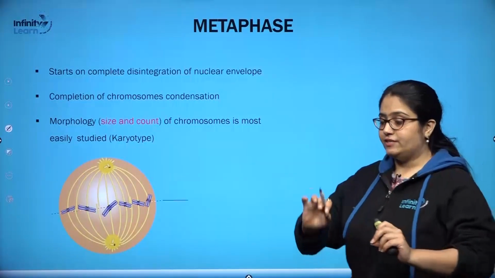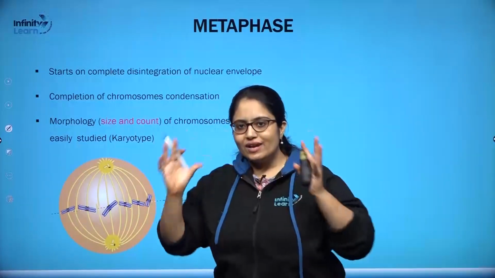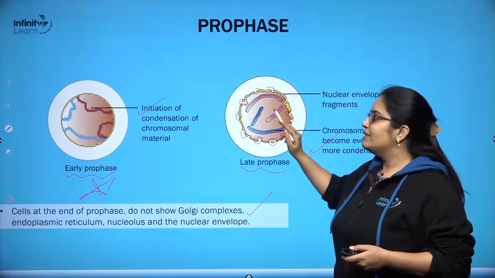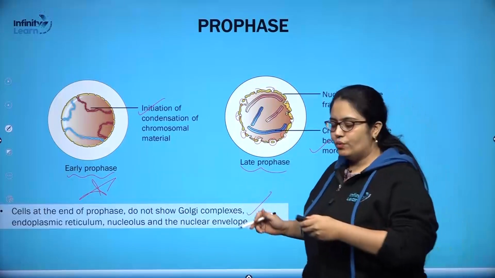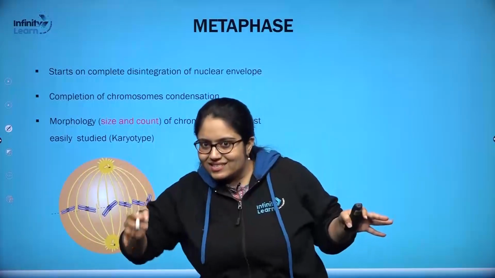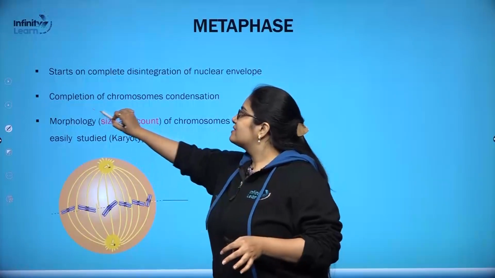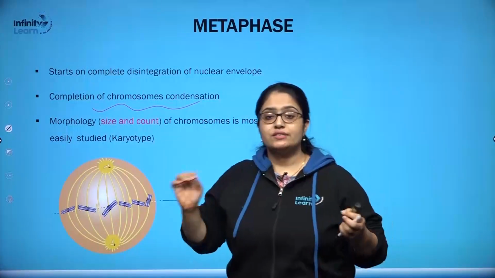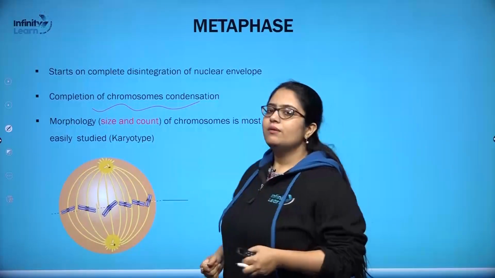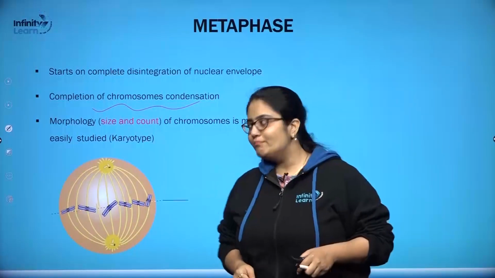Next stage is, my dear students, metaphase. Remember, metaphase. The complete disintegration of the nuclear envelope, which we saw fragmenting in the late prophase, marks the starting of the metaphase. In metaphase there is a completion of chromosome condensation. इसका मतलब क्रोमोसोम fully condense होकर अब ready है at the start of the metaphase. Nuclear envelope completely disintegrate हो चुकी है at the start of the metaphase.